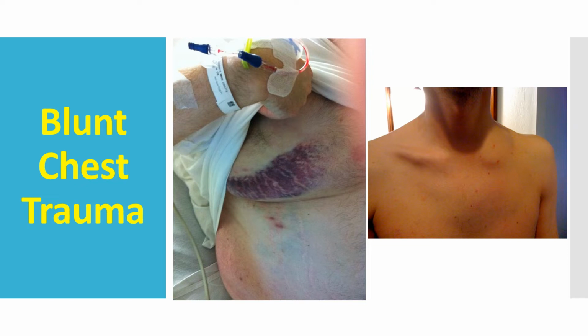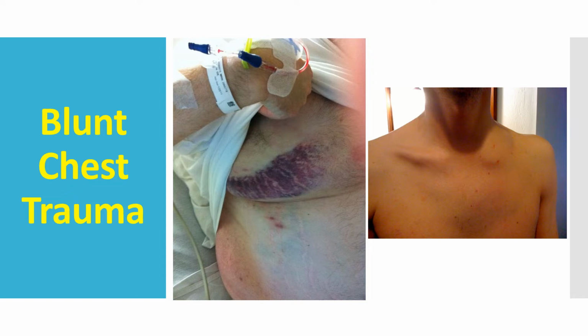Blunt chest trauma is more common than penetrating trauma. In these pictures, you can see what blunt chest trauma looks like on the outside. The problem is that it's difficult to identify the extent of the damage going on internally, and that's why these are dangerous and life-threatening. Common causes for blunt chest trauma are motor vehicle accidents, often from the steering wheel and seat belts, falls, and bicycle crashes. The reason they're often life-threatening is because you have associated hypoxemia, hypovolemia, and cardiac failure. And we'll get more into that in lecture.